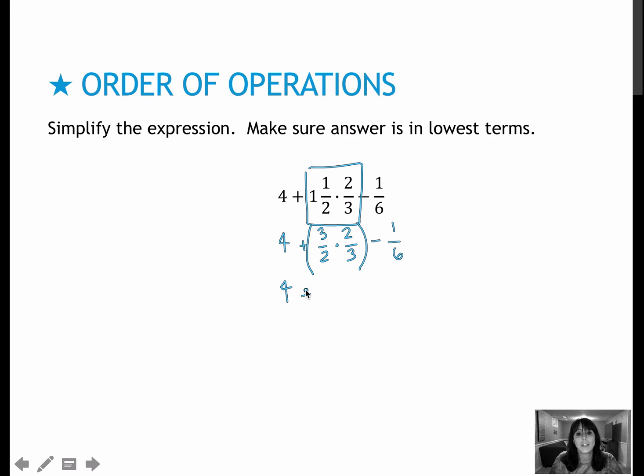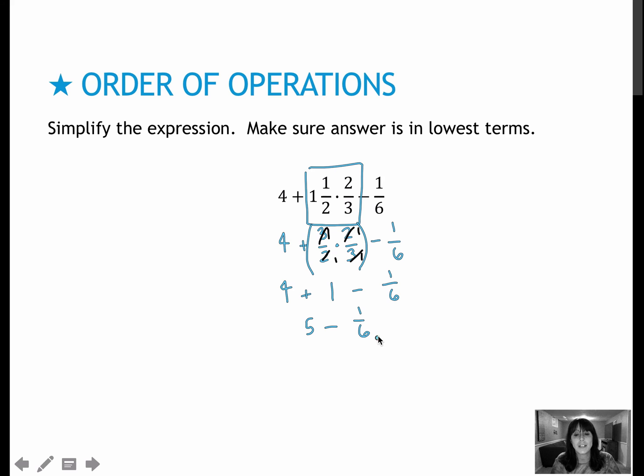So my 4 remains the same. My 3/2 times 2/3, watch what happens. The 2's reduce, the 3's reduce, which means I just have a lot of 1's. So this is 4 plus 1 minus 1/6. Well, now it's all addition subtraction from left to right. So 4 plus 1 is 5.